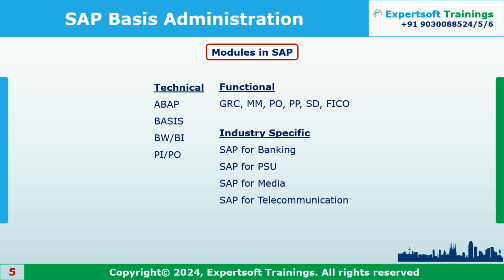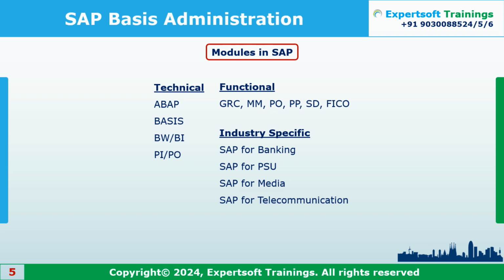So these are the technical modules in SAP. ABAP is your development module, where all the programming is written or the development work is done. Basis is again a technical module, which manages the whole and entire business landscape working on SAP. BW/BI is business warehouse and business intelligence. These are separate modules, and again technical. PI/PO is also the technical part. So no need to worry about these three apart from basis.